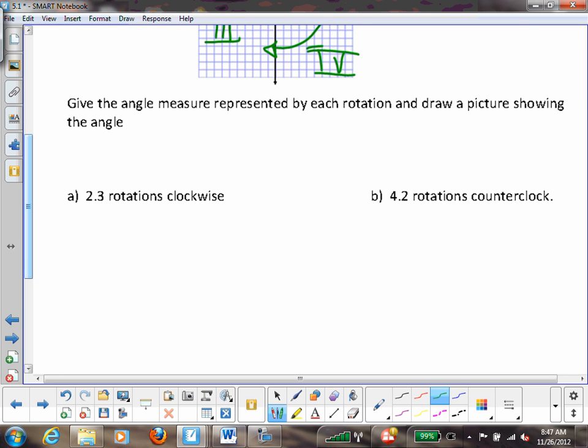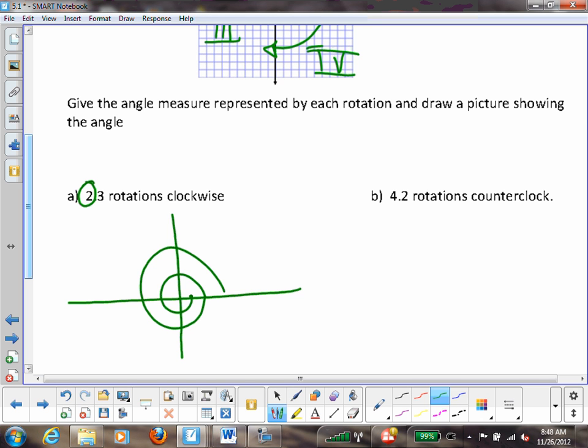We want to show 2.3 rotations clockwise. So we've gone around 2 full times, yes? So we start by doing our XY axis. Clockwise. So that means I start here. Which way am I going to go? Up or down? Clockwise is down. Here's one rotation, right? Start to finish, correct? And how do I show another rotation? Well, I go around again, yes? So there's my 2 rotations, right?